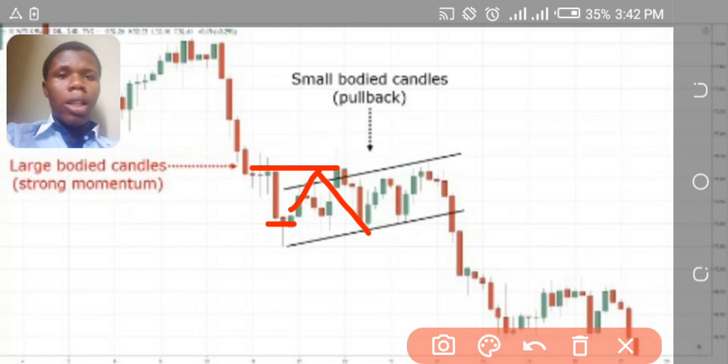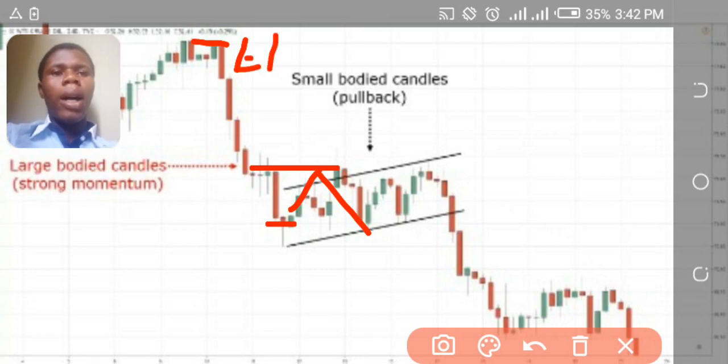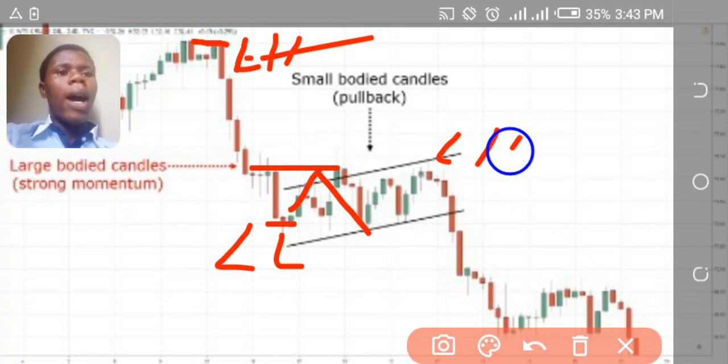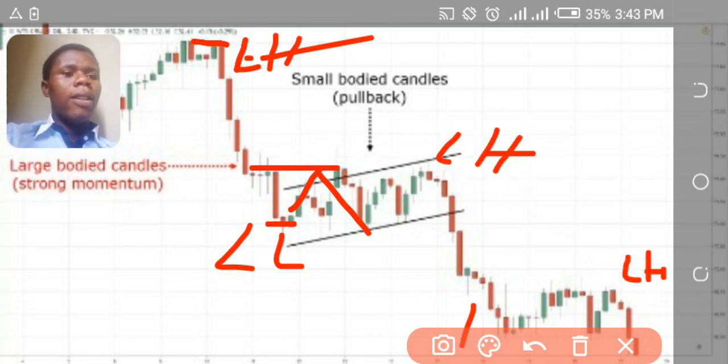Remember our analysis: lower high, lower low, lower high, lower low, lower high. Always have that at the back of your mind. This is how the market moves.